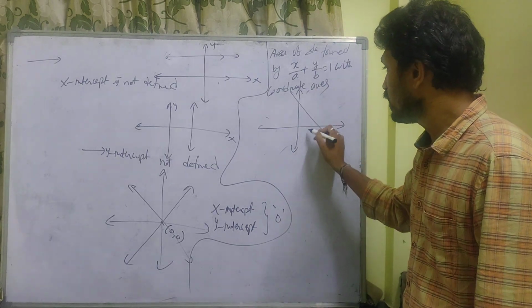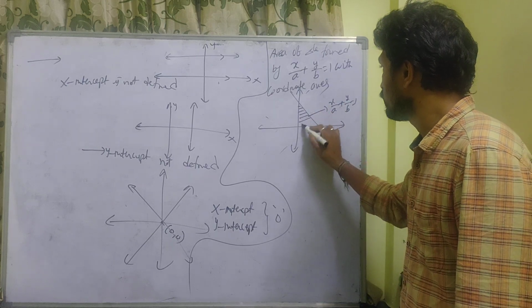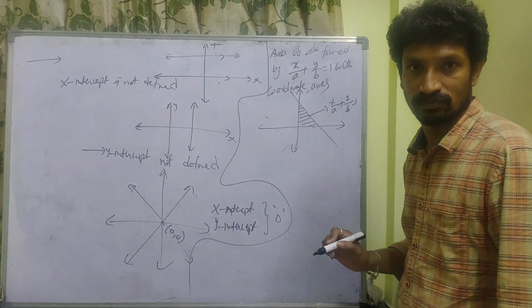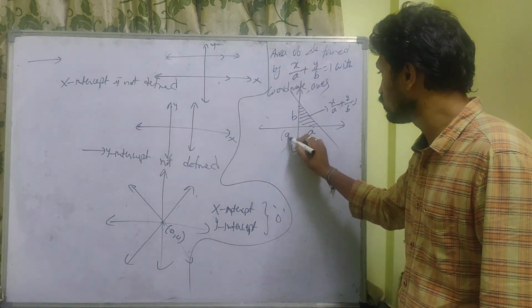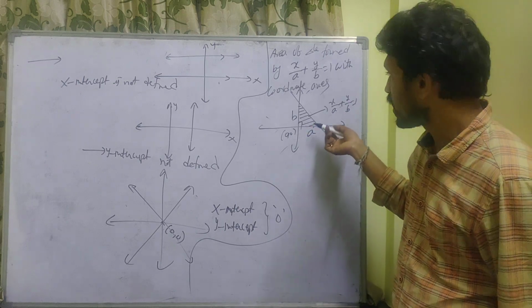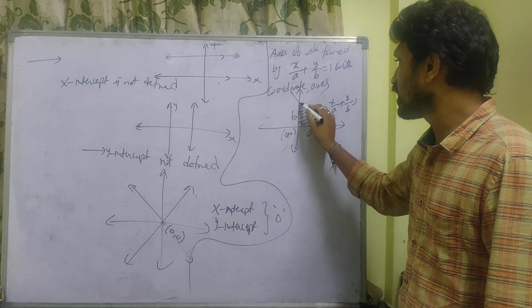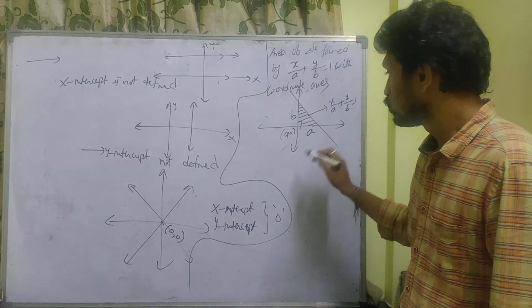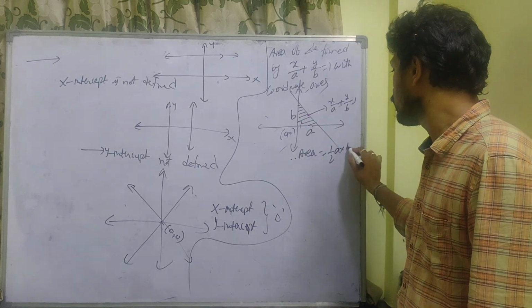Then this is x by a plus y by b is equal to 1. Now this area is the required area: the area of the triangle formed by this line and the coordinate axes. Here the x-intercept is a, the y-intercept is b, and this is the origin, so the angle is 90 degrees. Coordinate axes intersect at a right angle. It is a right angle triangle whose perpendicular lengths are a comma b. So the area is half into base into height, half into a into b.